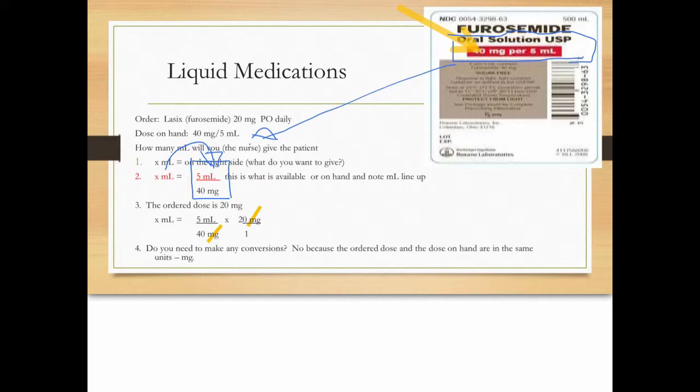Next, we know that the dose, 20 milligrams, is all by itself. And on the last slide, we said whenever you have something all by itself, you can put it in the numerator position over 1. So in a fraction format, it would be 20 milligrams over 1. Do we need to do any conversions? No, because our units, milligrams and milligrams, are the same. Let's move forward.